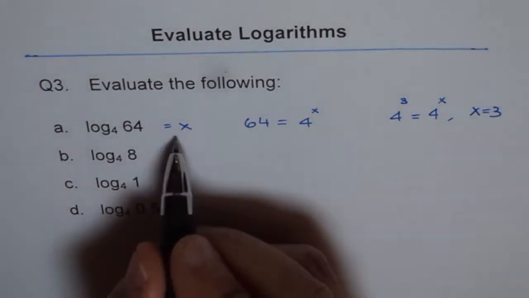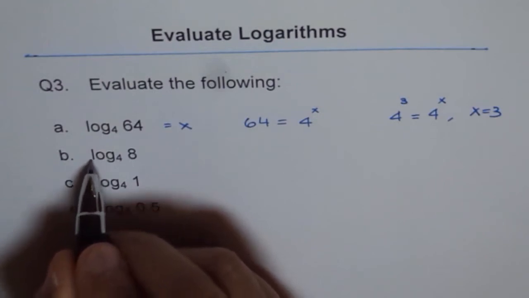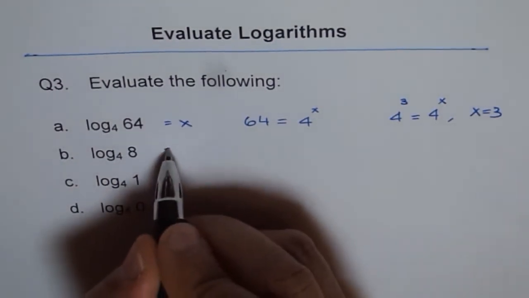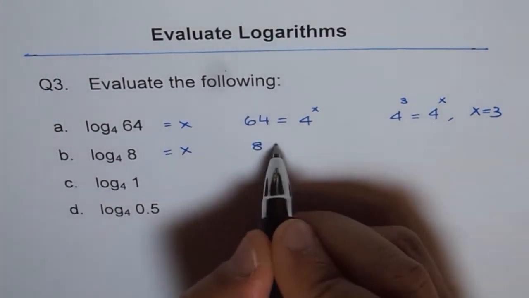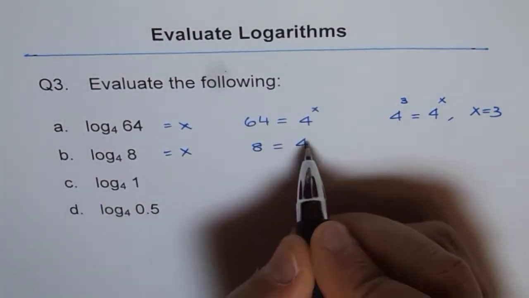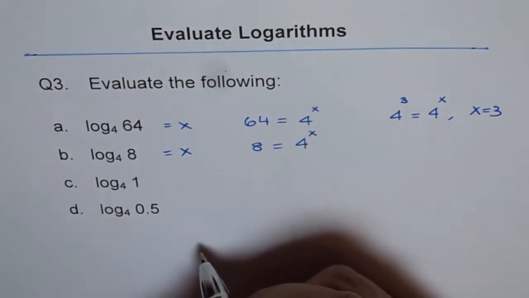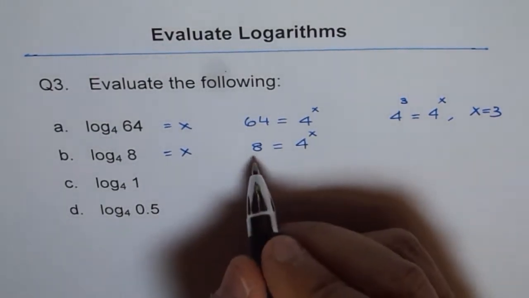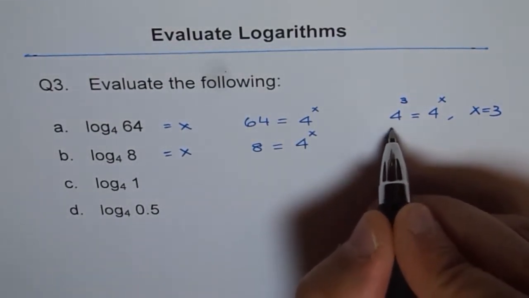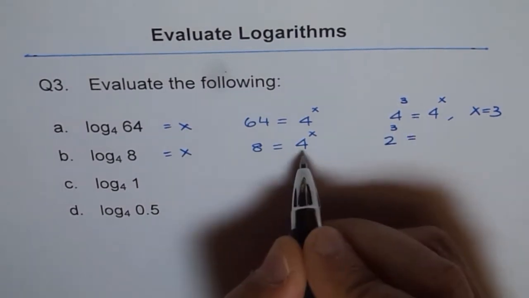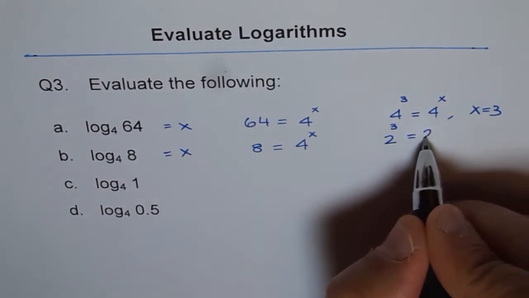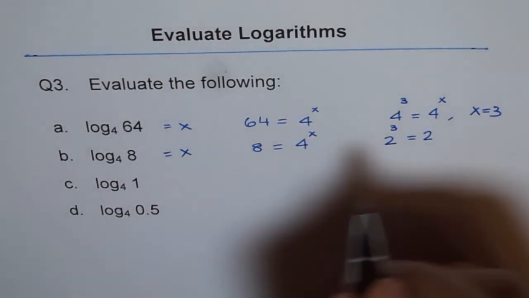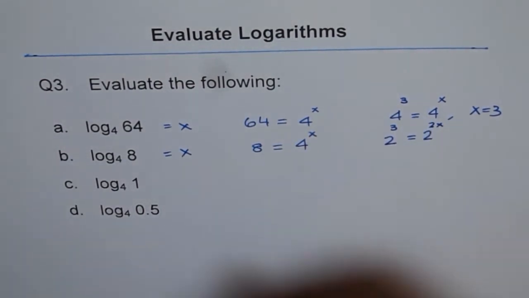Now here again we will follow the same method. Let us say log to the base 4 of 8 is equal to x. That means 8 equals 4 to the power of x, correct? Now 8 we know is 2 to the power of 3, so we can write this as 2 to the power of 3. And 4 is 2 squared, so we write 2 squared to the power of x, which becomes 2 to the power of 2x.